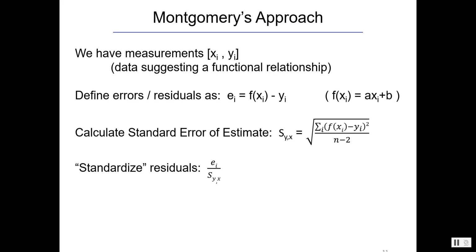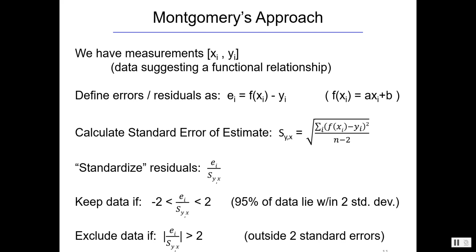And then the next thing is to standardize the residuals. You divide your residual by that standard error of the estimate. It's kind of a normalization process. Then the criterion for whether we keep that point or not is we keep it if that normalized residual is greater than -2 and less than 2. Essentially, that stands for plus or minus 2 standard deviations. 95% of data lies within those, so we're keeping it if it's within 2 standard deviations. And if it's outside of that criterion, so if it's less than -2 or greater than 2, or as we've written it here, if the absolute value is greater than 2, in other words it's outside of 2 standard errors, then we eliminate it.